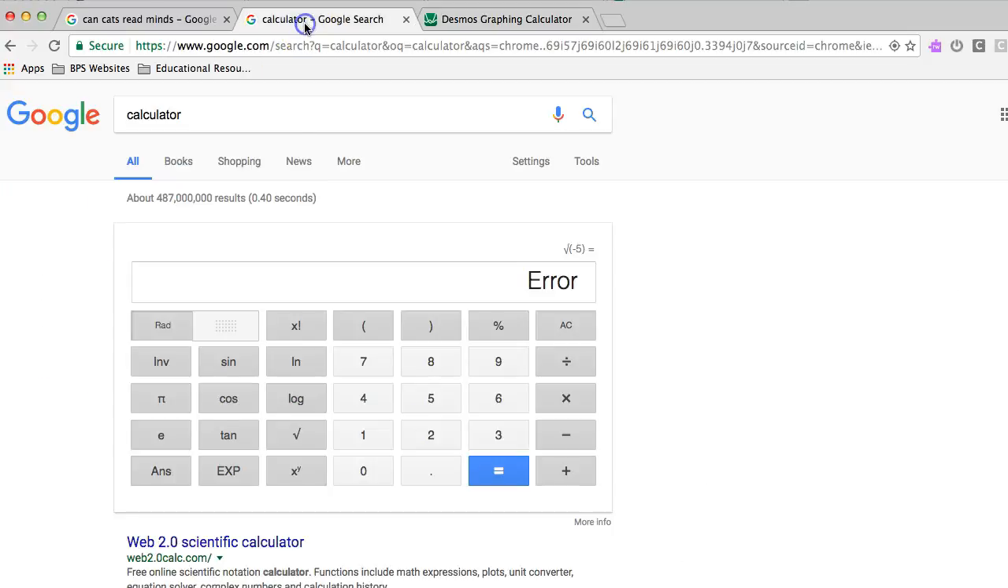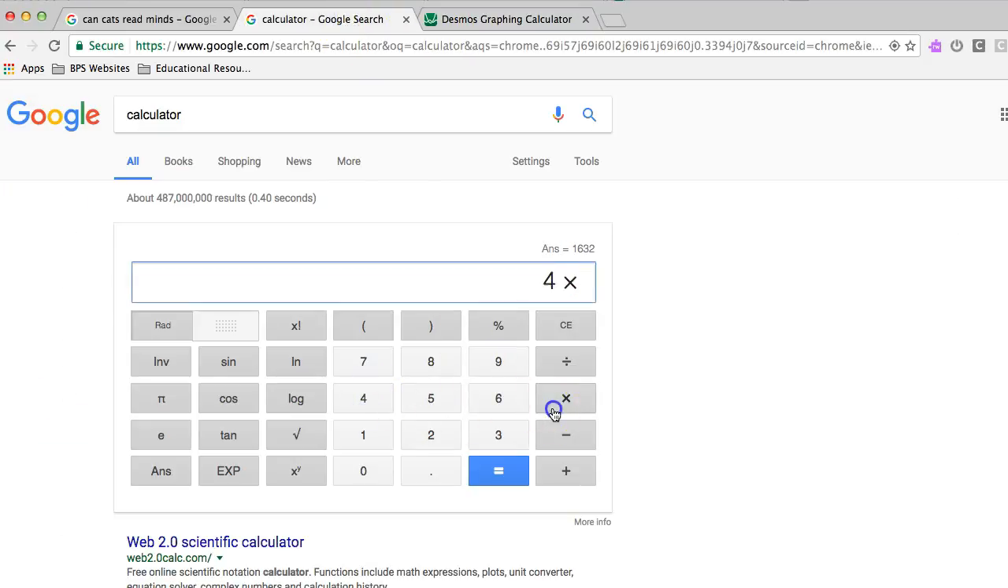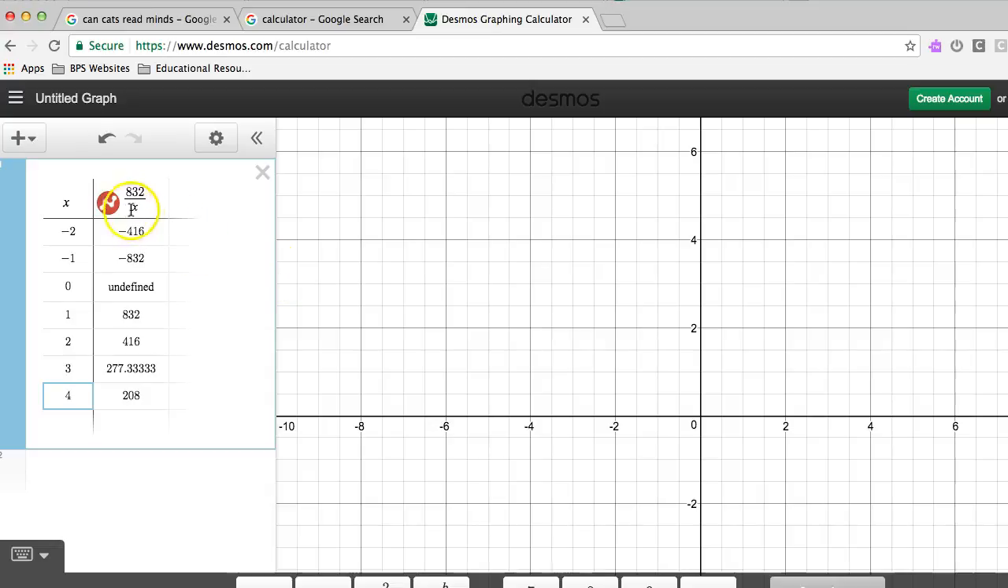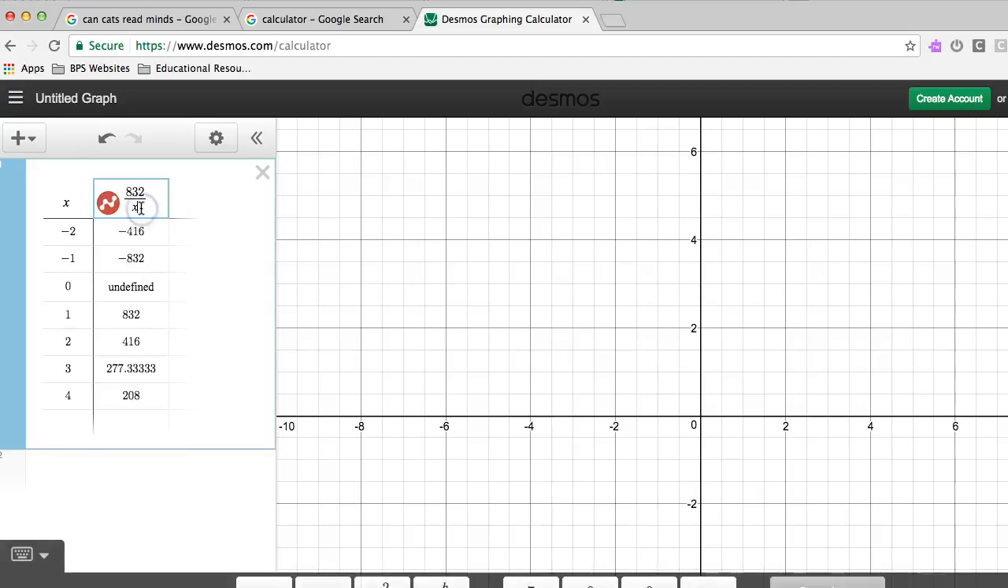If you don't believe me, what was it? 4 times 408. Oh, wait a sec, what did I do? 4 times 208. Ooh, my bad. 4 times 208 equals 832. So that's finding the factors of 832. If I made this x squared instead, okay? Oh, not x little 2.